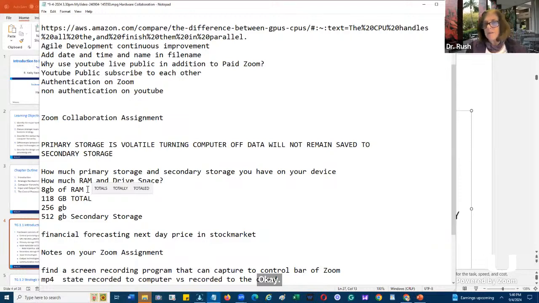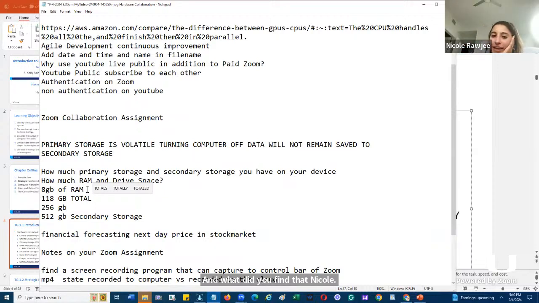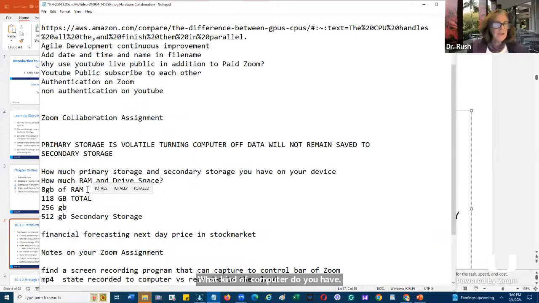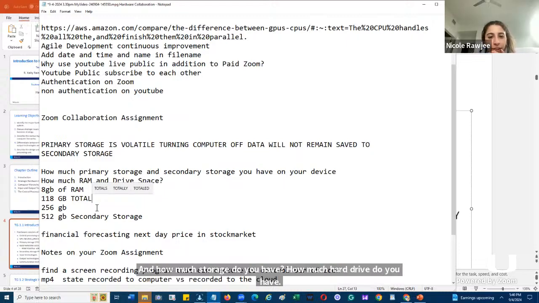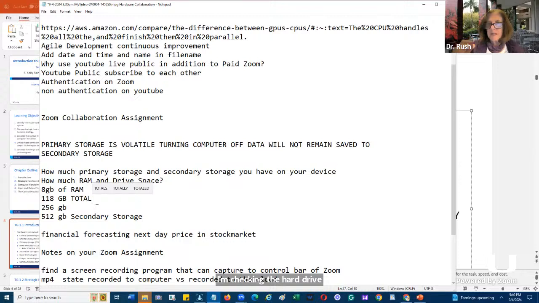And what did you find then, Nicole? What kind of computer do you have? I have a Mac and I have 8 gigabytes. Okay, and how much storage do you have? How much hard drive do you have? I'm checking the hard drive right now. Yeah, perfect. Everybody should have this already at their fingertips.